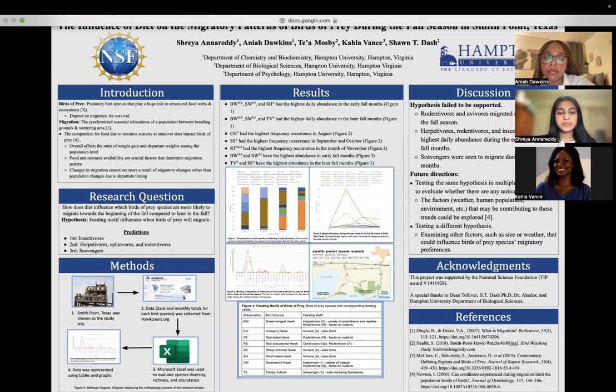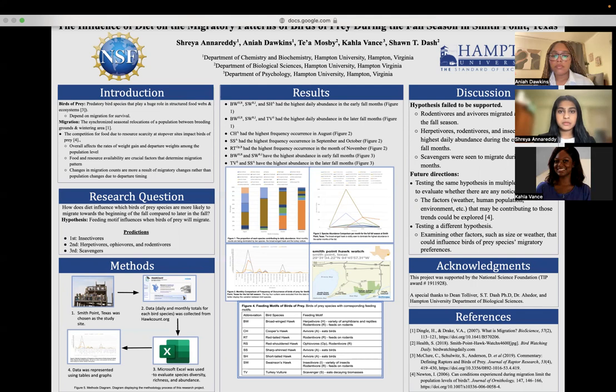The Journal of Ornithology reported that competition for food due to resource scarcity at stopover sites overall impacted population levels and the time of departure for continuing migrators. This demonstrates that food and resource availability are crucial factors that evaluate migration patterns for birds of prey. It has also been established through previous research that the changes of these migration counts are more of a result of migration changes rather than population changes during their departure times.